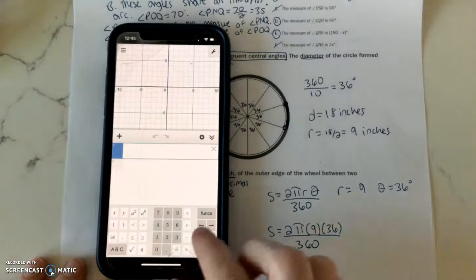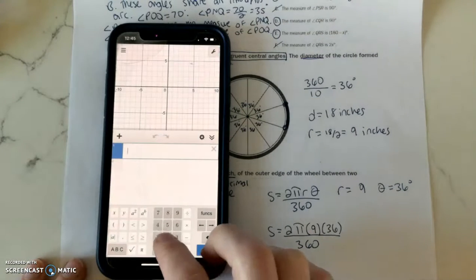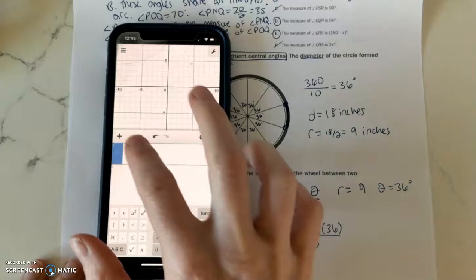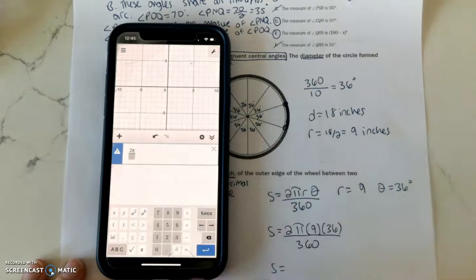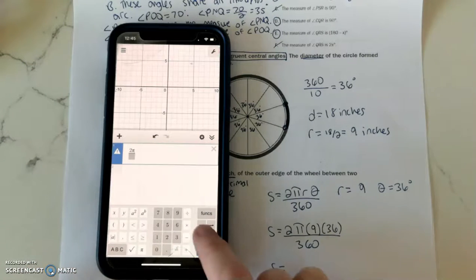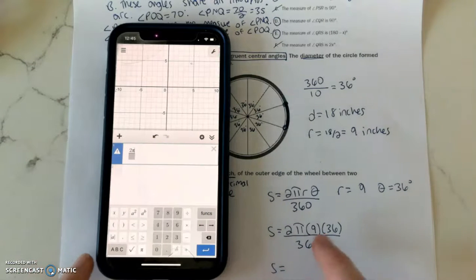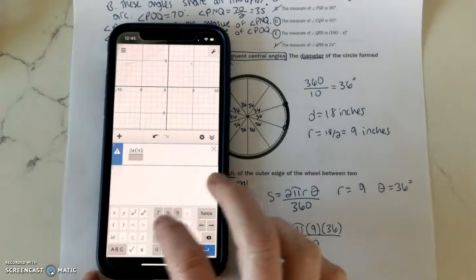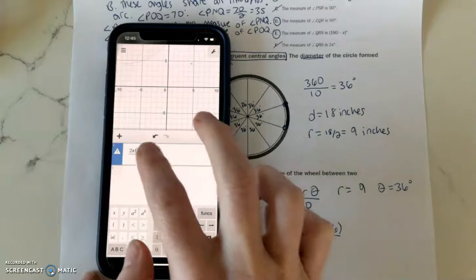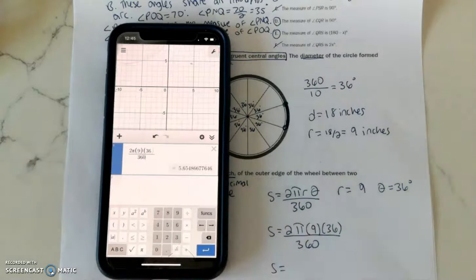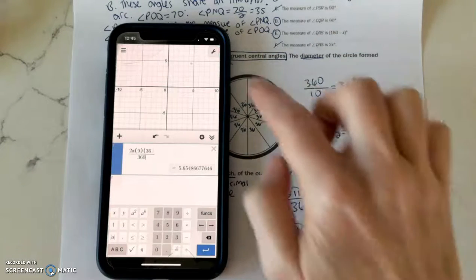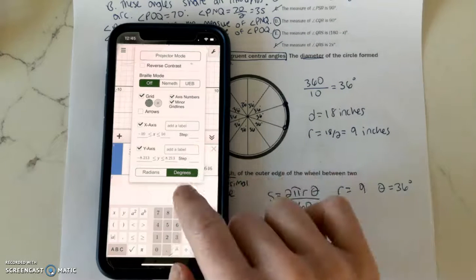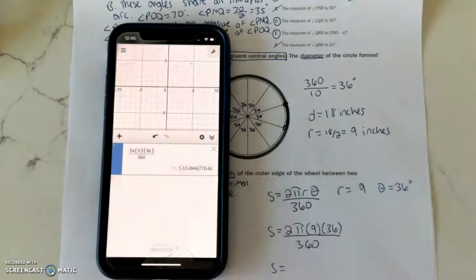All right, so looking at this, I'm going to do 2 pi. I hit the division sign to get the fraction, and then I move the little arrow back up to get to the numerator. So 2 pi 9 times 36, and then click on that little box below, and I've put 360. Again, you need to make sure that you're in degrees on Desmos. So go ahead and click the wrench and switch to degrees.